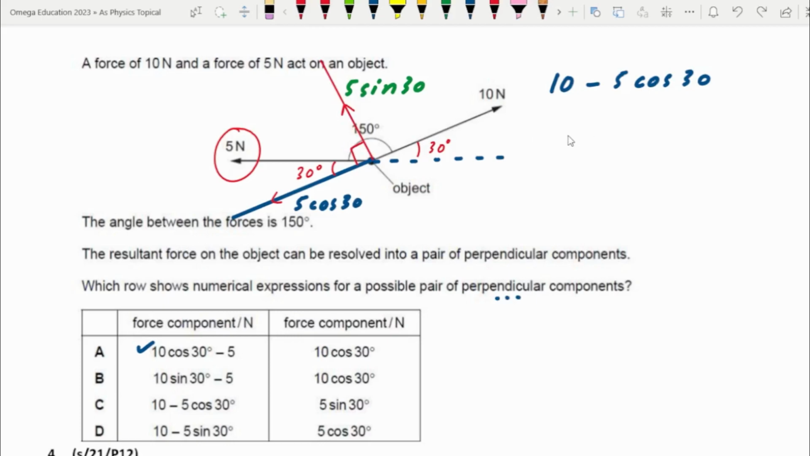So what do we get for the second component of force? 5 sine 30. Now, do we have an option in which we have 10 minus 5 cos 30 and 5 sine 30? We have C as the right answer.